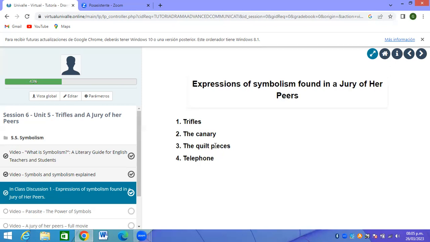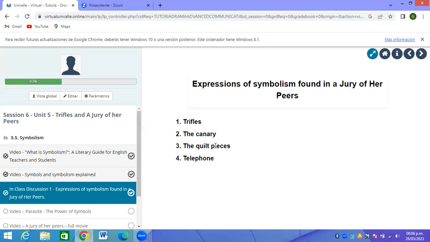What about the quilt pieces? The quilt is a way that the women saw the distress and the bad quality of life that Minnie was going through at that moment. Because in the play we read that they noticed that the stitching didn't follow a pattern. So they saw Minnie's stress reflected in the quality of the quilt. Basically, that can represent the bad life she had, the mistreatment she received from her now deceased husband.